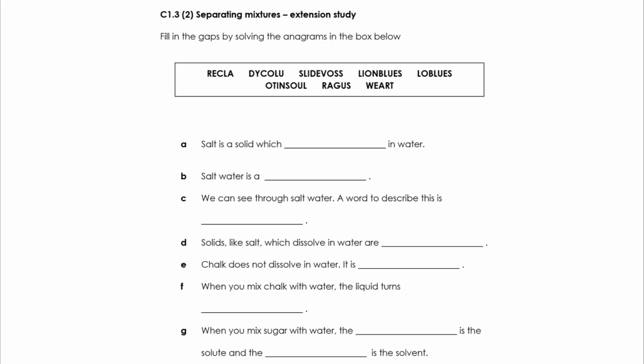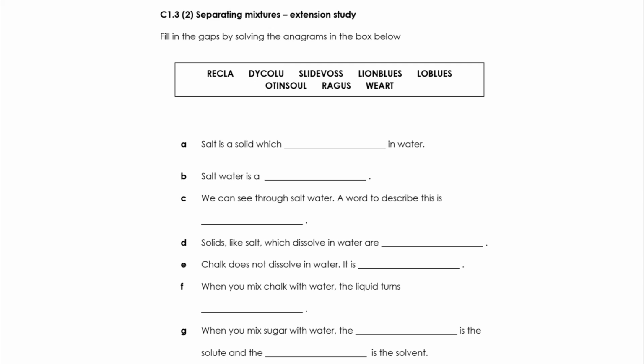Now we have a missing word task to take you through some of the key words related to separating mixtures, something that you'll hopefully be familiar with also from Key Stage 3. So these are anagrams, have a go at them, and then we will review the answers.